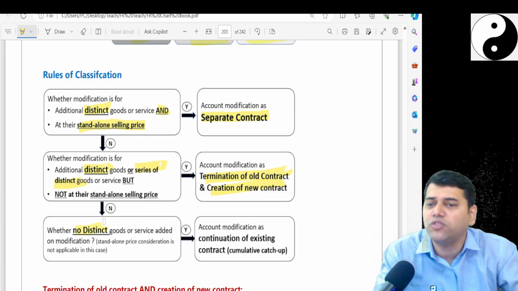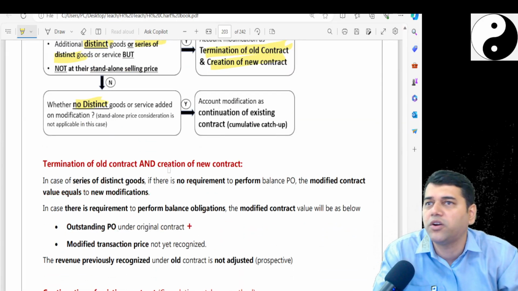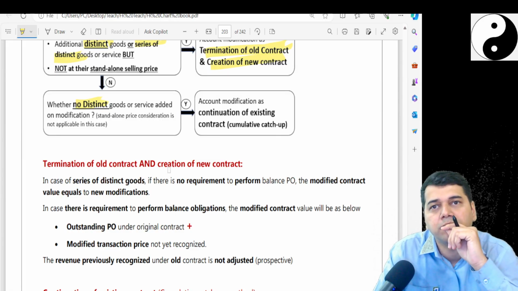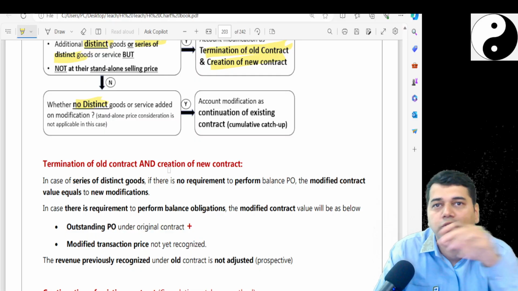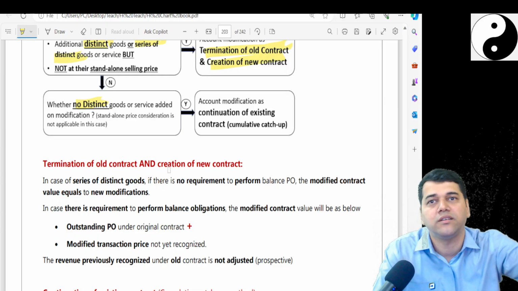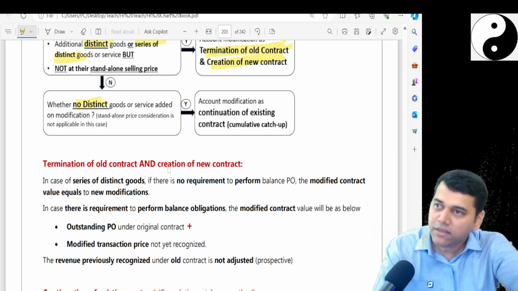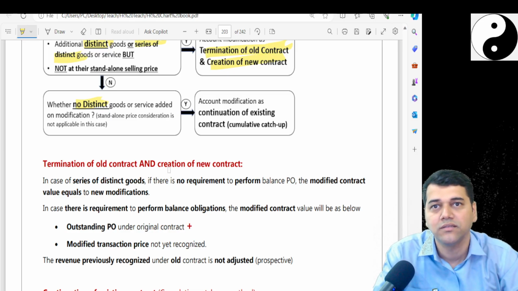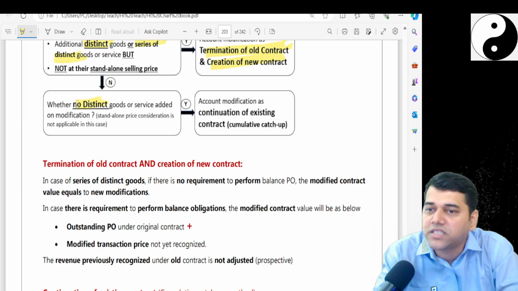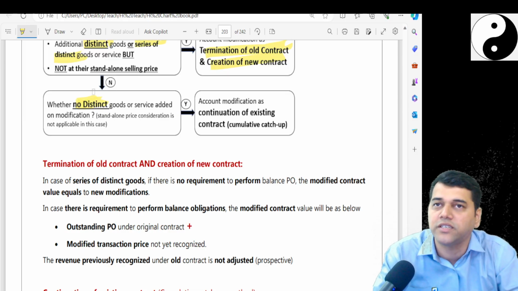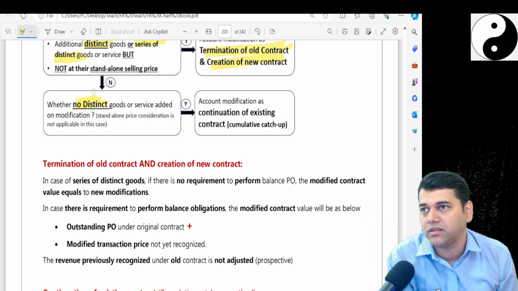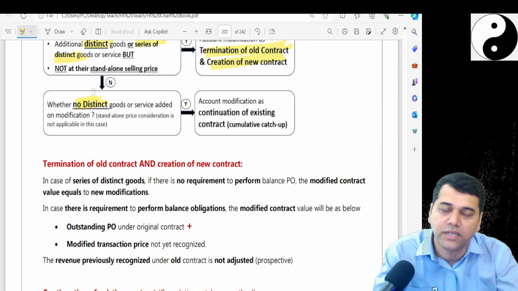Now, there is a case where no distinct goods or service is added on modification. Like for example, you wanted something like a tender coconut also. This hotel is not selling tender coconut. Now you go and tell the supplier, can you get me one tender coconut? He will give you that service. Is it distinct? In a sense, yes, it is also distinct as such. But if we assume that it is not distinct, like something extra has been done, which generally they don't do.